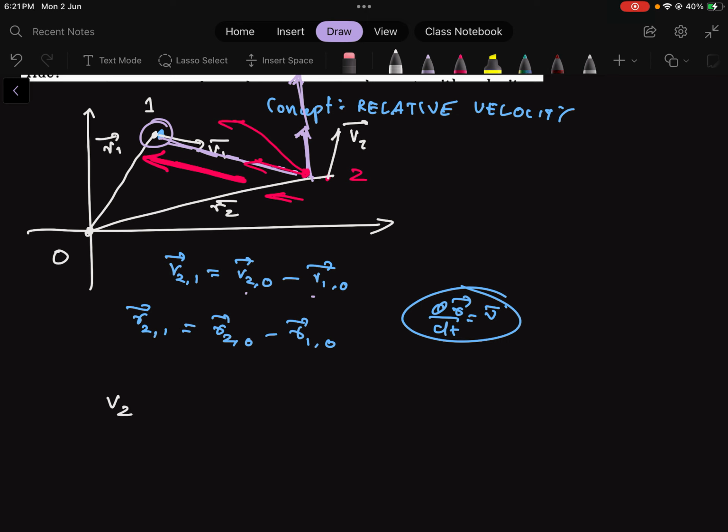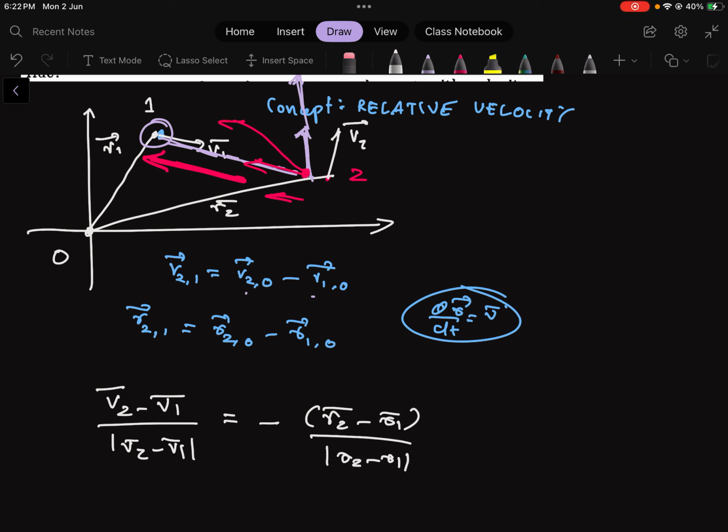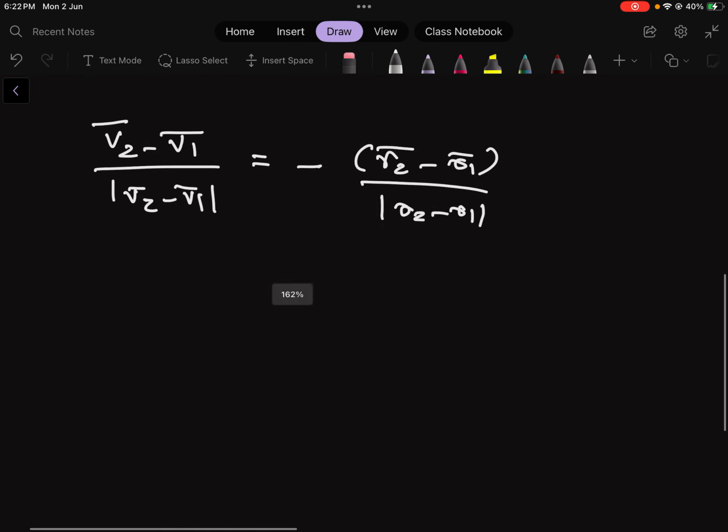So we can make use of vectors over here, v2 vector minus v1 vector by mod of v2 minus v1. This basically gives you the unit vector, right? Unit vector of relative velocity is equal to minus of position of second vector with respect to first vector divided by mod of r2 minus r1, because this is a unit position vector, so this will be the unit position vector of particle 2 with respect to 1, and this will be the unit velocity vector of particle 2 with respect to 1. So as you can see, these are clearly anti-parallel.